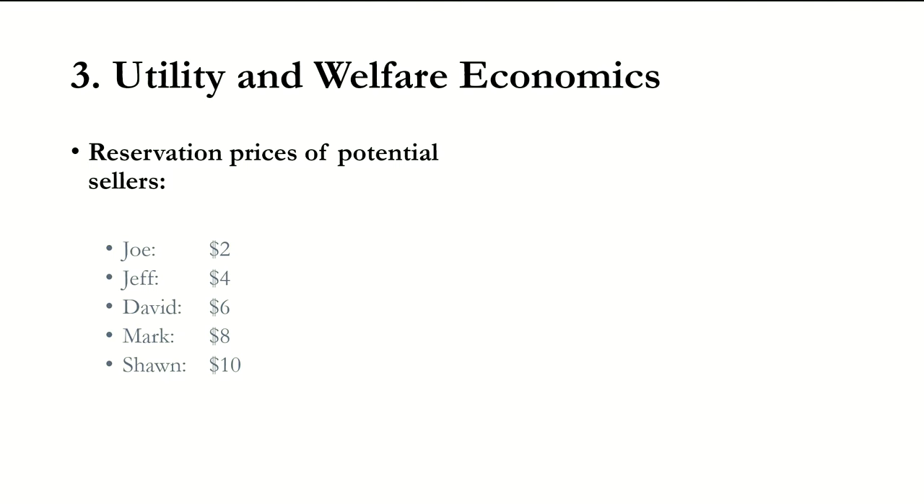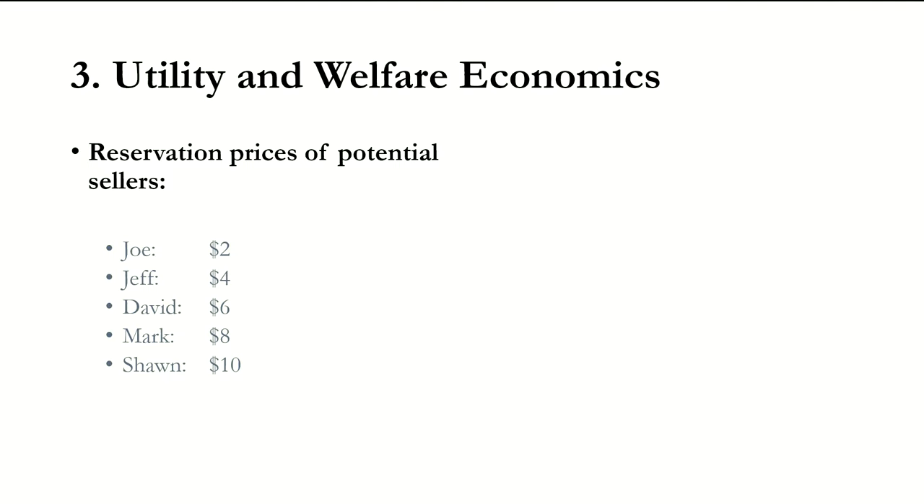Here you have a random selection of male first names. And we think of these men as potential sellers of some economic good. Since you have heard a lecture about minimum wages just before, let's think about this as being the reservation prices for some labor service. So our Joe here, the first one, has a reservation price of 2, and Sean, the last one, has a reservation price of 10.